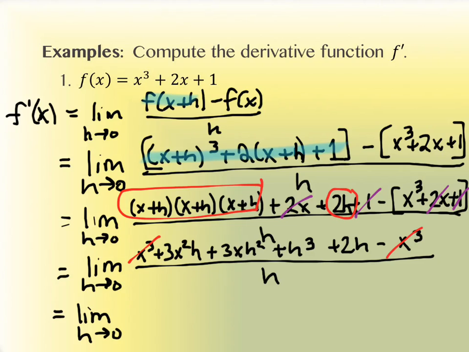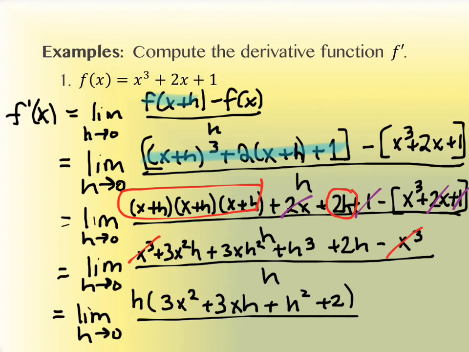So I can factor an h out of the numerator. So this is now 3x squared plus 3xh plus h squared plus 2, over h. Did I get all of that right? Are all my pieces there? I think they're all there. Looks good. And I do this so that I'm able to reduce the h here.